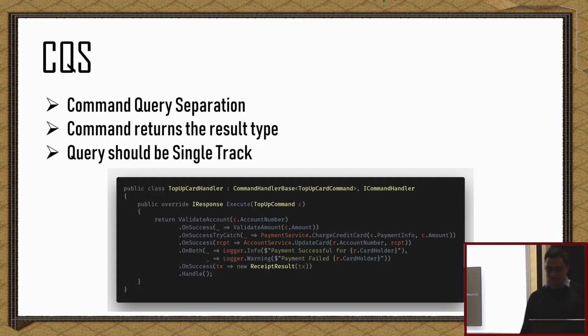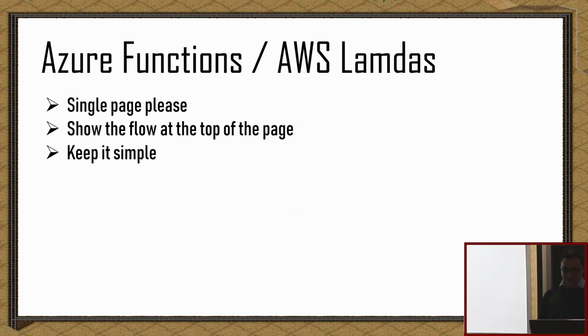You can probably check that out. I haven't actually done much of this with ROP myself. Again, Azure Functions, AWS Lambdas, keeping it simple. I think it's probably the strongest direction this could possibly go in.